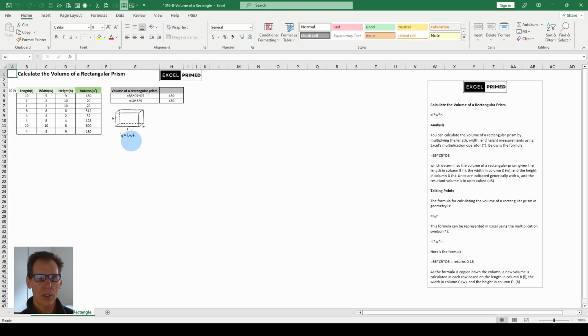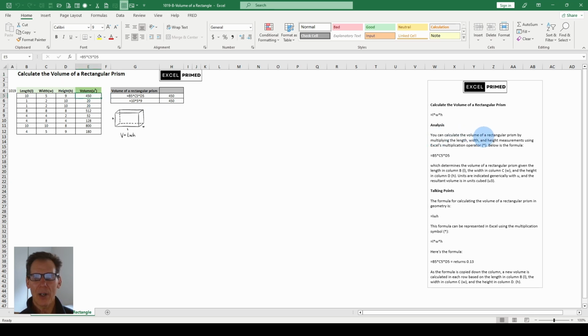Volume is equal to length times width times height. We want to calculate all the stuff inside here. Length times width times height gives us the volume.